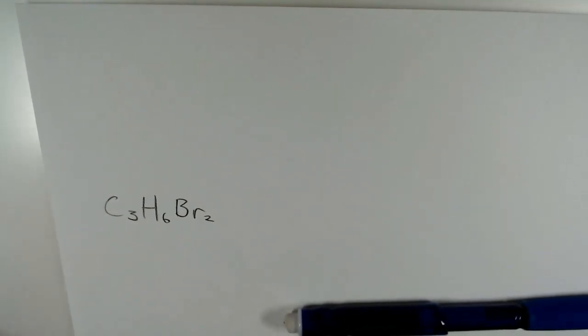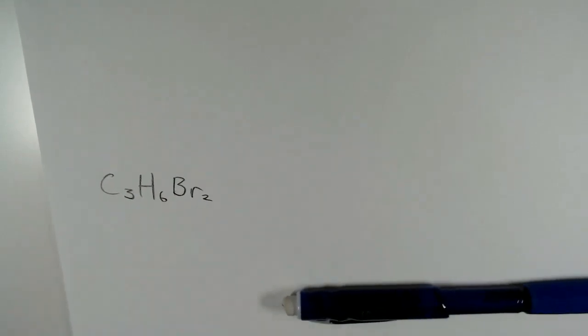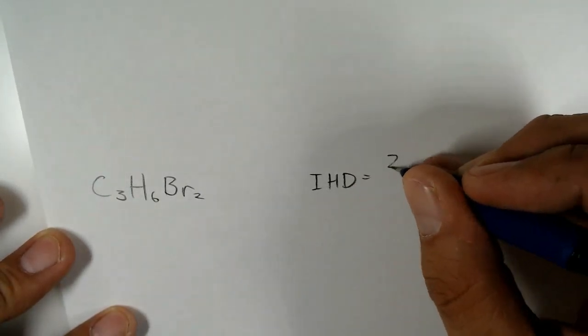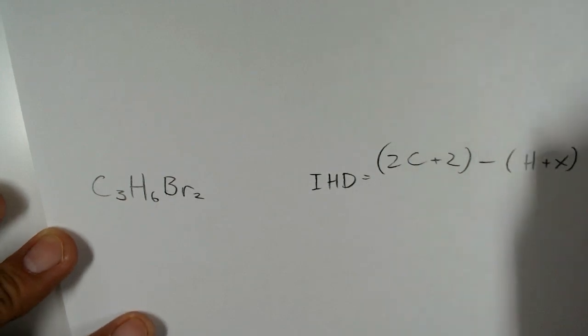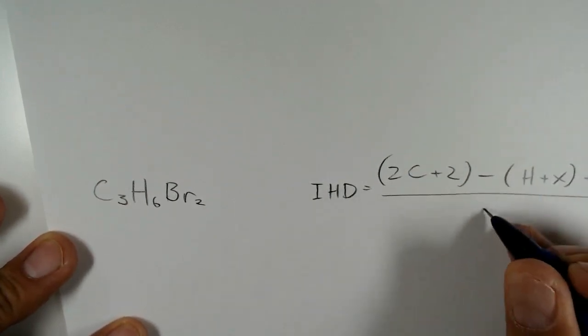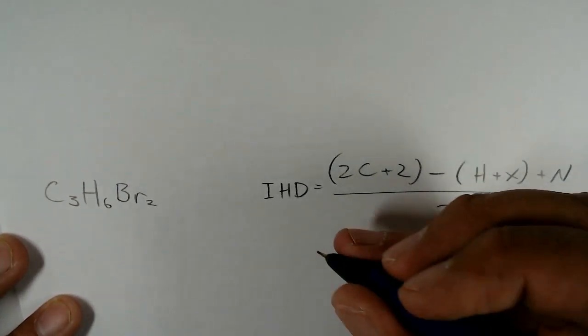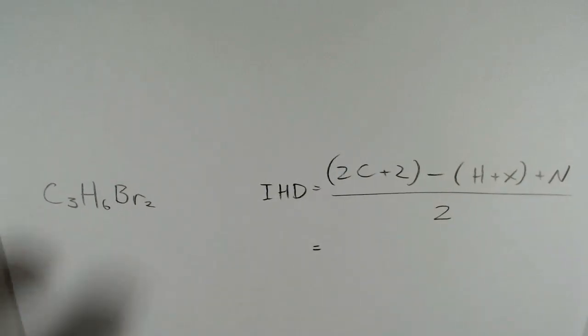You guys remember what the word heteroatom means? Non-carbon or hydrogen. We use the word heteroatom for that. Different atom. Okay, so if I'm asking you guys to draw the Lewis structures, all the different isomers of this, what should you start off with? Well, was there a calculation we started off with? There was the IHD calculation. So if you guys don't remember what IHD was, this was 2C plus 2 minus hydrogens and halogens, plus nitrogen, and then all of that divided by 2. So then if we're calculating that for this compound, what do we get?